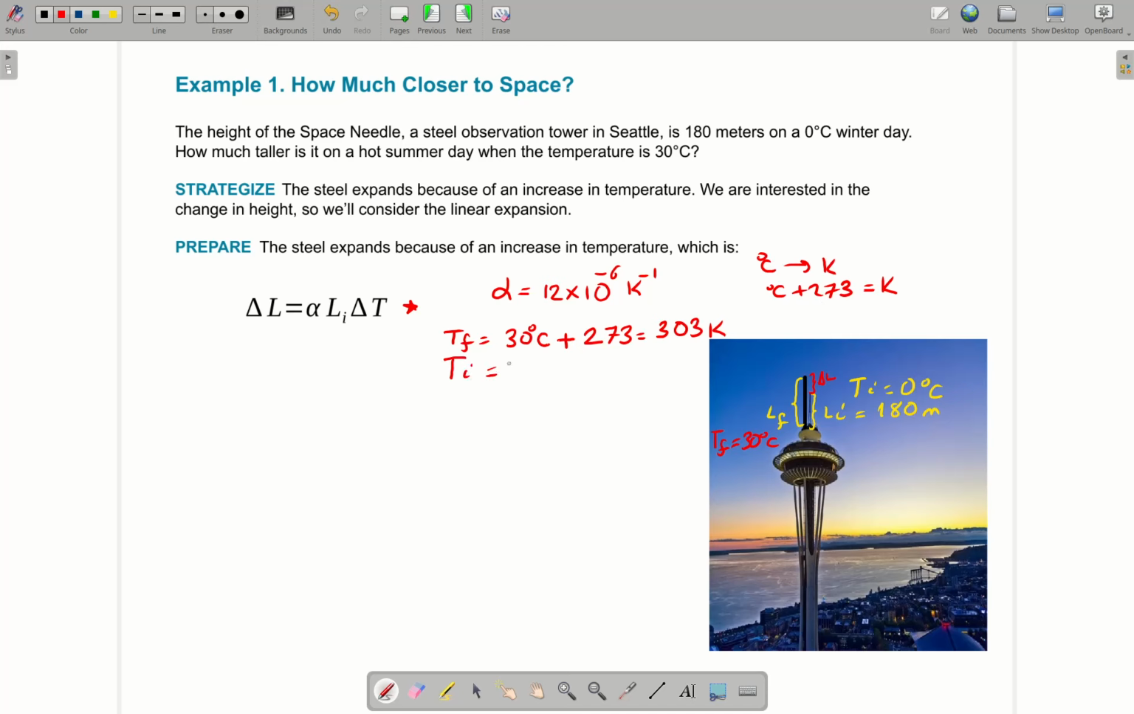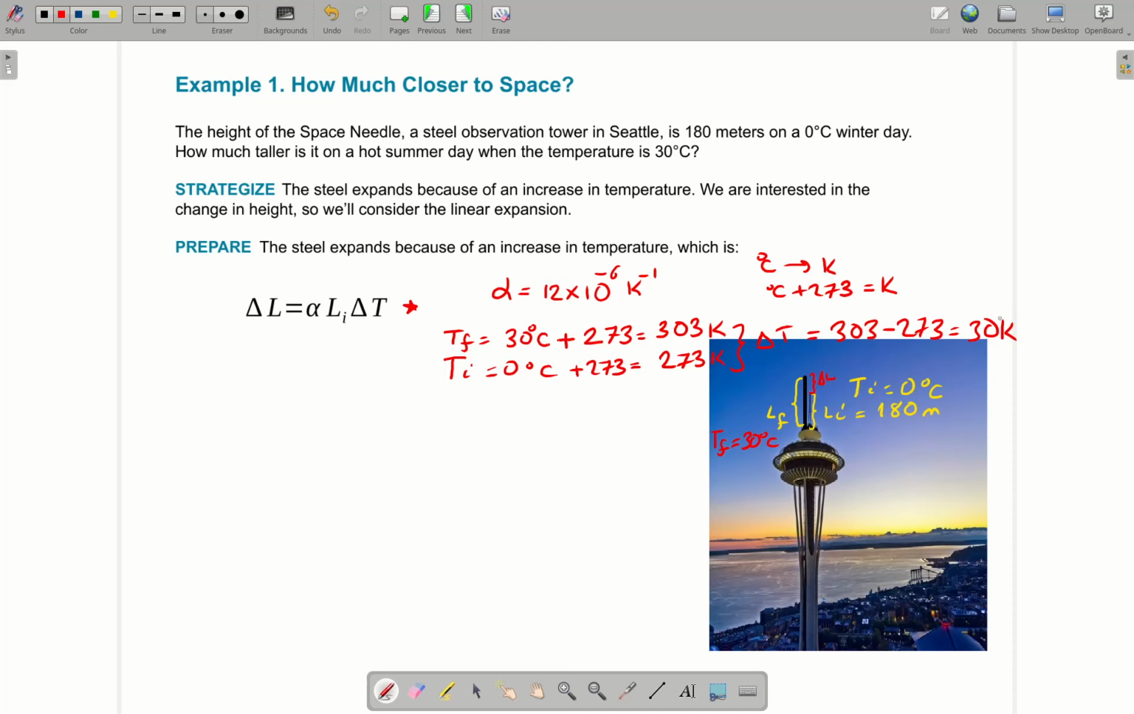T initial is 0 degrees plus 273. That will be 273 Kelvin, of course. Then I can directly find my delta T, looking at 303 minus 273, 30 Kelvin. If I'm only looking at the difference and converting only from Celsius to Kelvin, the difference will be the same.